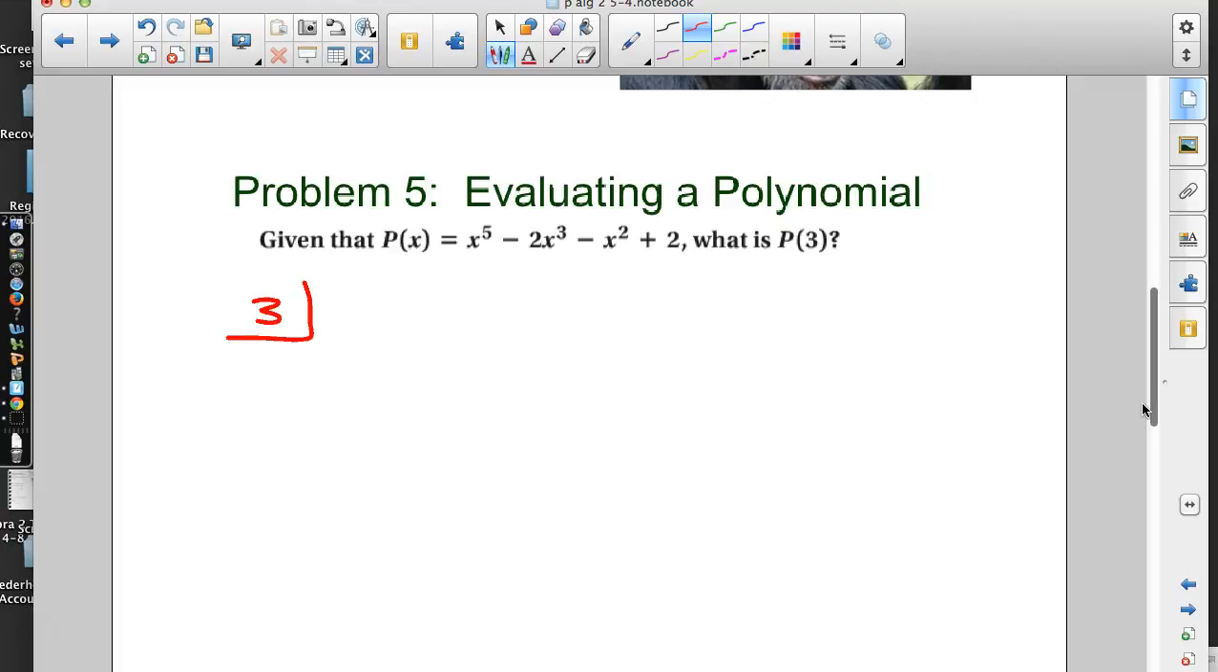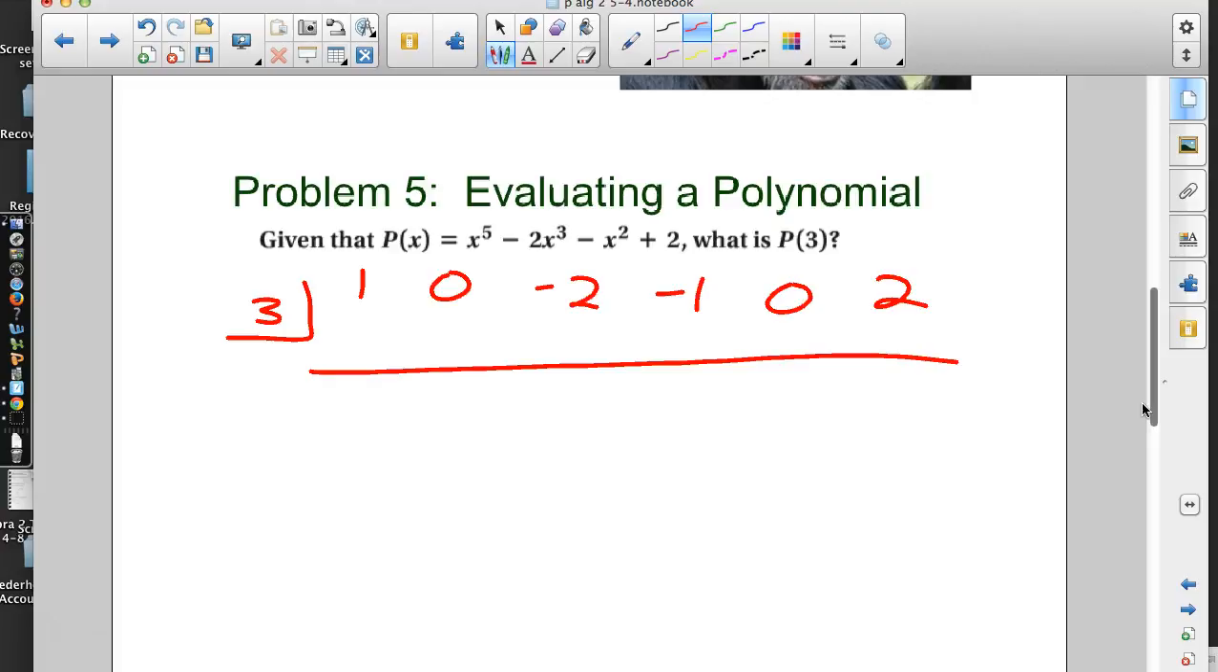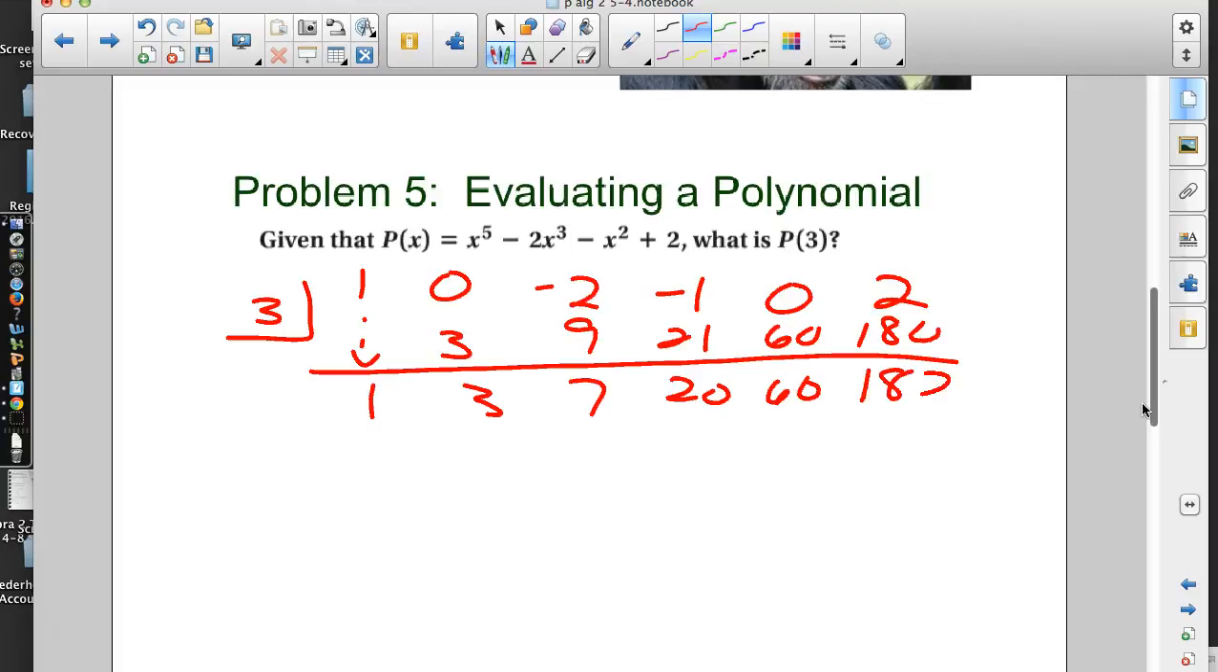You notice, hey, I'm missing stuff. So 1x to the 5th, but 0x to the 4th, negative 2x cubed, negative 1x squared, 0x, and a 2. Again, all the way down to the constant. If even the constant is missing, we need a 0. And then we just quickly do this synthetically. I mean, these are nice numbers. They're small. So we bring down the 1, we multiply, we add, we multiply, we add, we multiply, we add, we multiply, we add, we multiply, and we add.